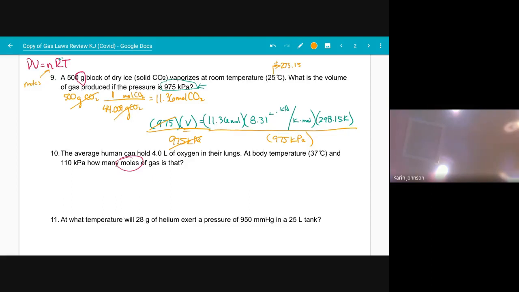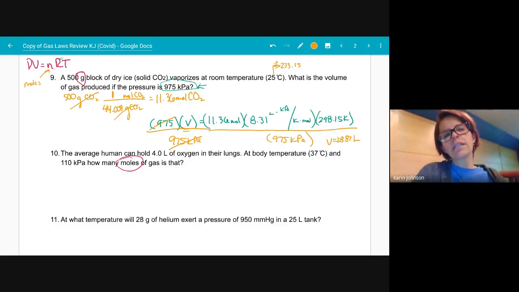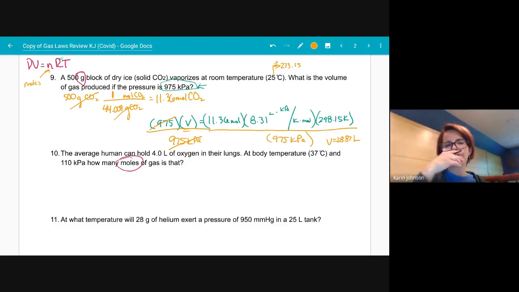I'm going to start entering that into my calculator. 11.36 times 8.31 times 298.15, and then divide by 975. 28.87. So V equals 28.87, and that's volume, so that's going to be in liters, always in liters. If I give it to you in milliliters, convert it into liters.